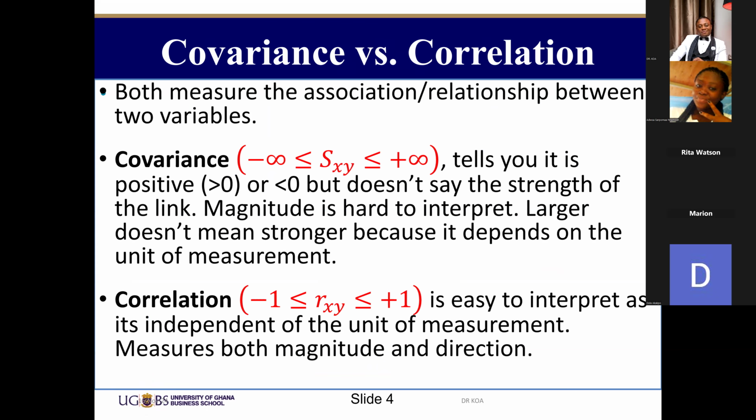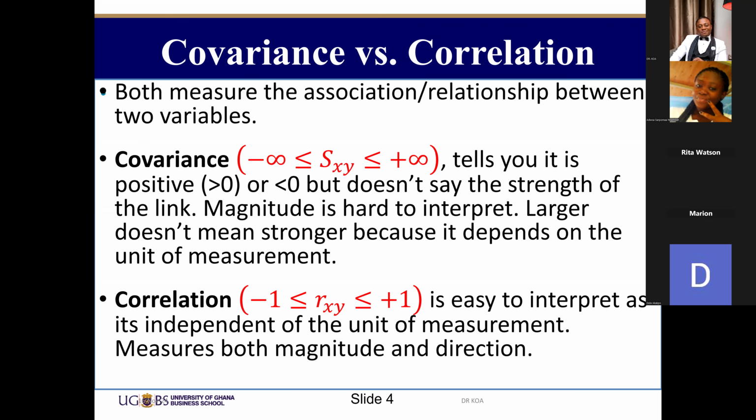Covariance and correlation, they all start with the word co. And the word co carries the idea of happening at the same time. So both of them look at the nexus, the link, the linkage or the association between two variables, variable X and variable Y. Now, covariance is actually between negative infinity all the way to positive infinity.